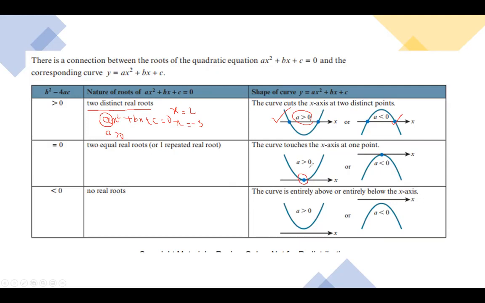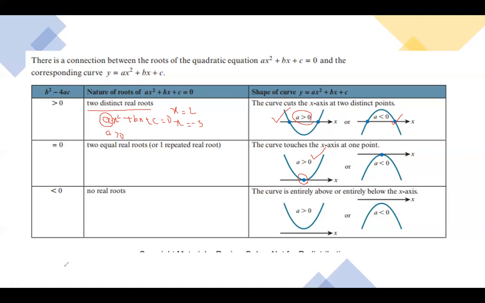So when a is greater than 0, same. So a is greater than 0, so it touches, and the upper value of a is greater than 0 is found. This is the graph, and the inverse of a greater than 0 is a less than 0.